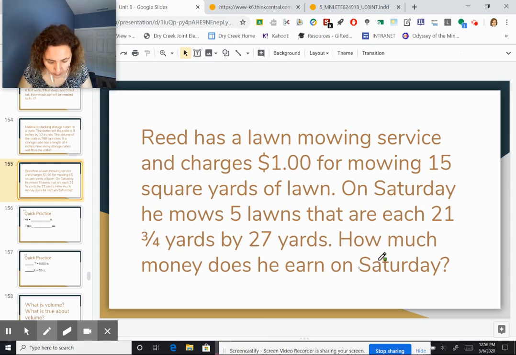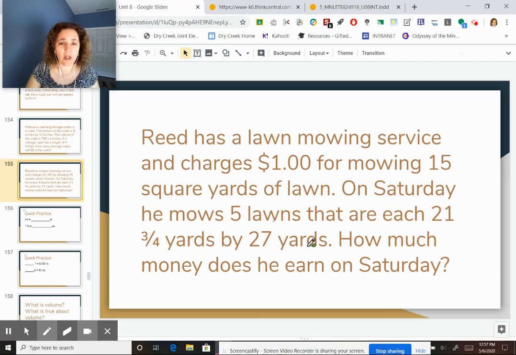Okay, so this one I'm going to walk you through step by step. If you think you know how to solve it, go ahead and stop the video and solve it. But this one, I do have to say, takes a lot of steps to figure out. Okay, so he has a lawn mowing service and charges $1 for mowing 15 square yards of lawn. On Saturday, he mows 5 lawns that are each 21 and 3/4 yards by 27 yards.